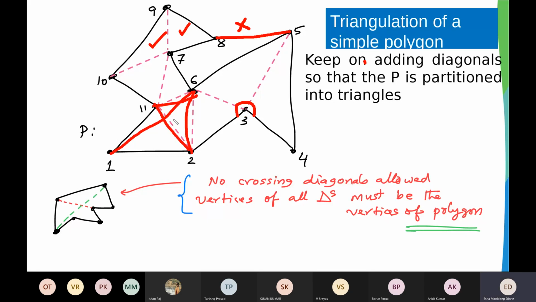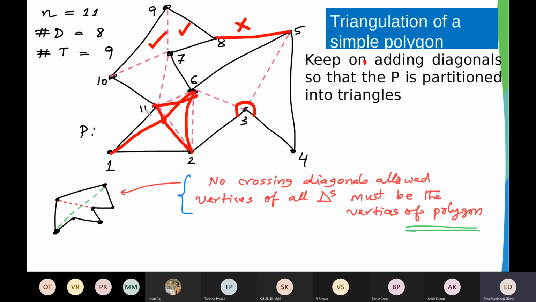Here too, this is a triangle, this is a triangle, this is a triangle, and this is a triangle. And this won't be considered a triangulation because this vertex is not a vertex of the polygon, right? So all the vertices of a triangulation should be the vertices of the polygon.